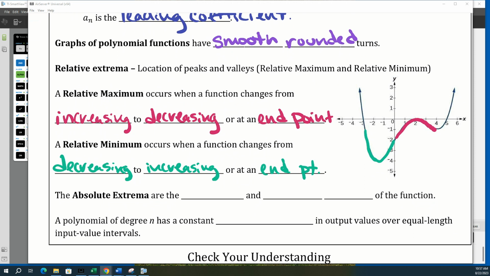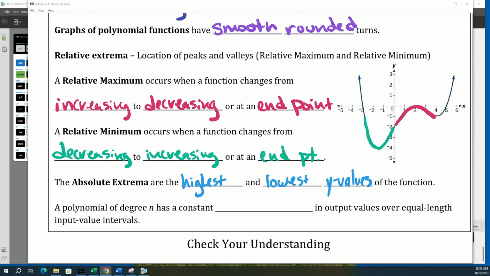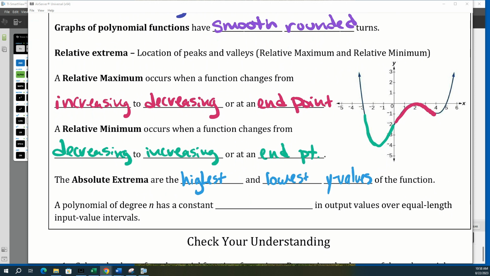All right. And then the absolute extrema, they're going to be the highest and lowest y values of the function. Now, it's possible the function doesn't have absolute extrema. Like it's going to keep going up in one direction and keep going down in another direction. There's not a highest and lowest point. Or it could just have one and not the other. So keep that in mind. The same thing with relative maximum and minimum. They don't have to exist in a function.